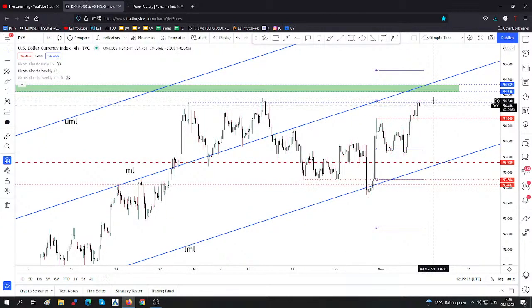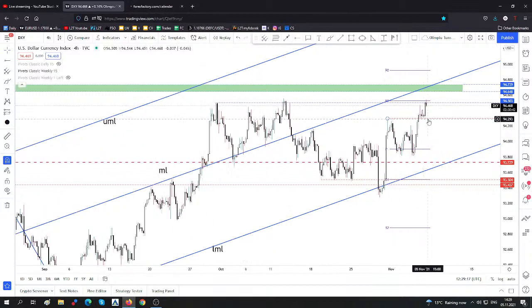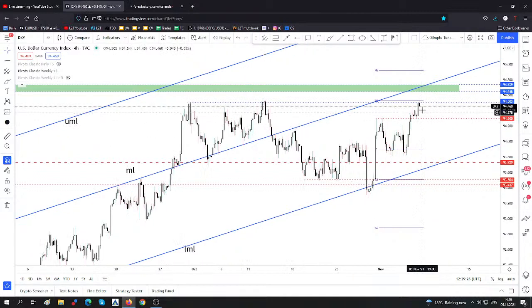Also, we have the weekly R1 at 94.53. And don't forget that we have this resistance area, 94.64 to 94.73. But right now the dollar index is strongly bullish after taking out the static resistance at 94.30. So breakout, retest, bullish momentum, and further growth here towards the medium line of the ascending pitchfork, towards this resistance area, could signal that the US dollar could appreciate further versus its rivals.